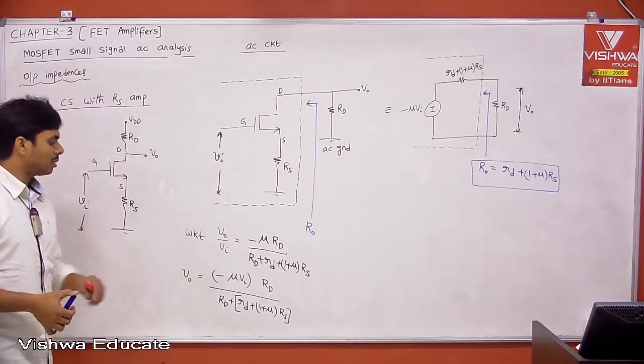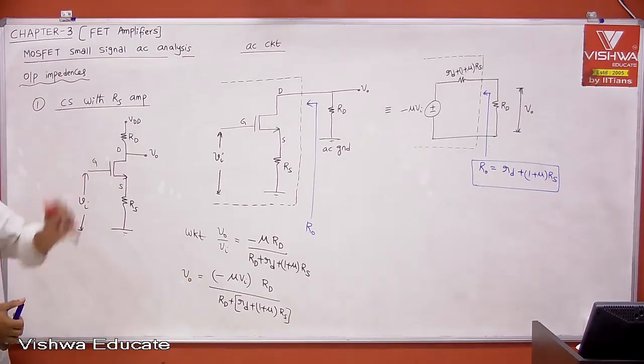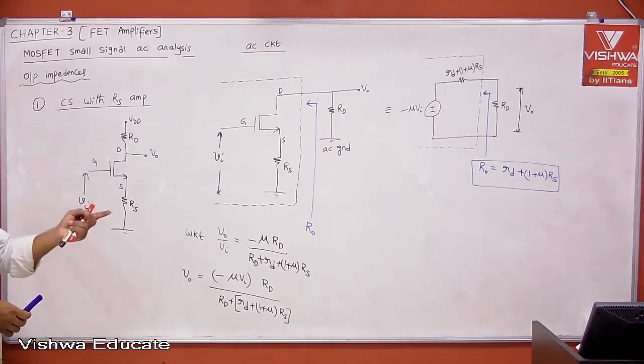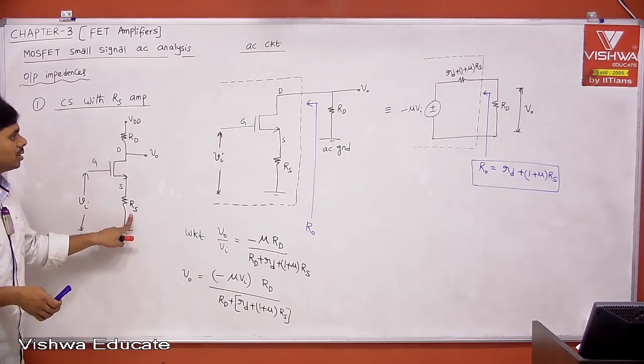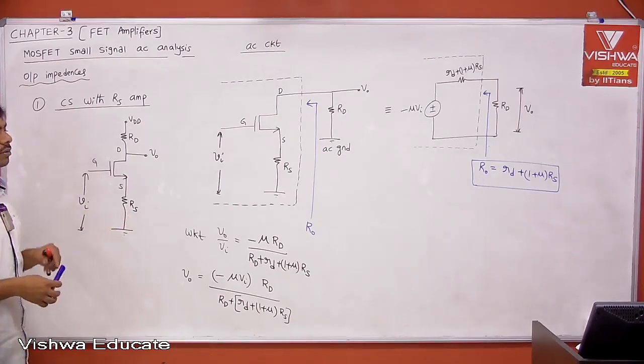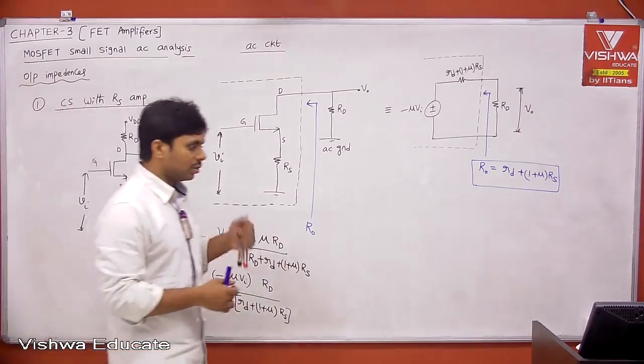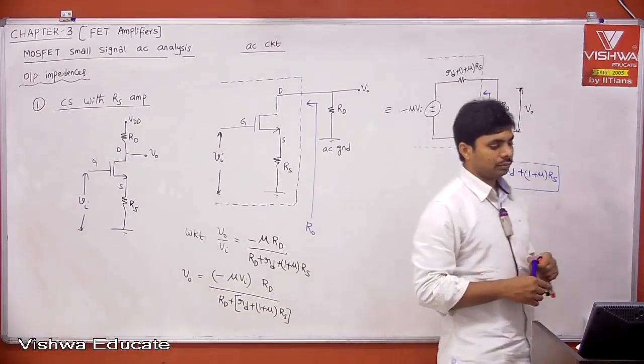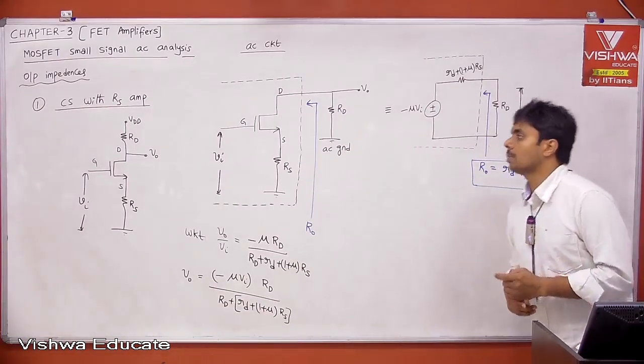This is just mathematical modeling to get an equivalent representation. Take this, and if you substitute capital RS equal to 0, then you will get the CS amplifier output impedance. You take it, then we will see the next one. Next one is the CS amplifier.